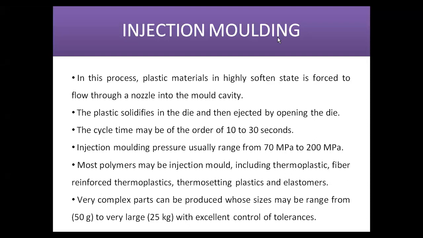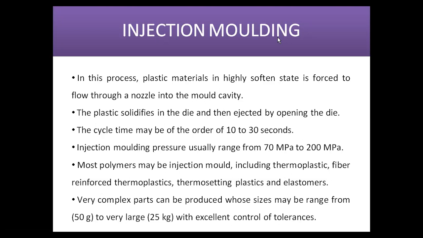Injection molding is a molding process where plastic materials are heated and softened, and then forced to flow through a nozzle into the mold cavity. The plastic solidifies in the die and then it is ejected by opening the die. The cycle time for this process is very short, around 10 to 30 seconds. As the cycle time is very short, the production rate is high in this process.